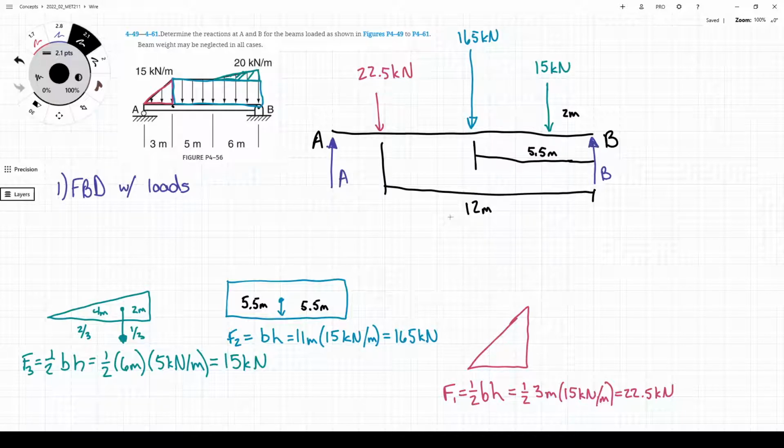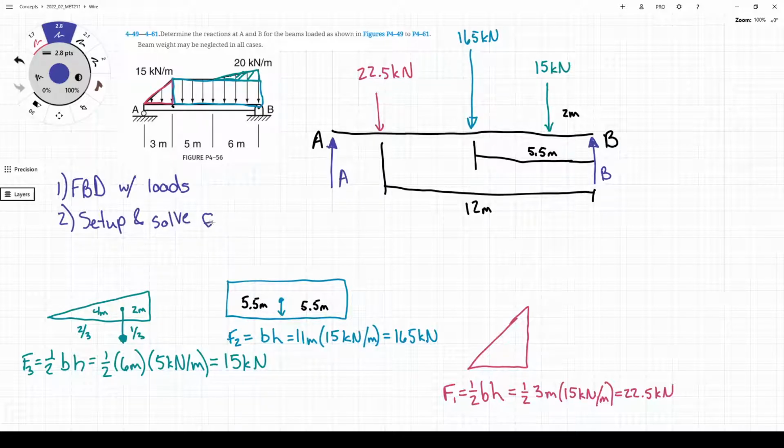So now we have our free body diagram. We've labeled all of our distances and our forces, and we're ready to solve our equilibrium equations. So step 2 is set up and solve equilibrium equations.